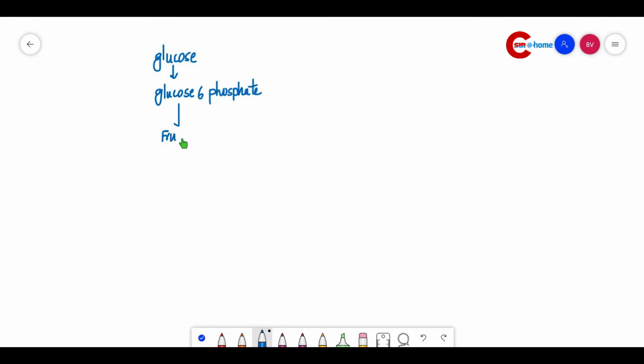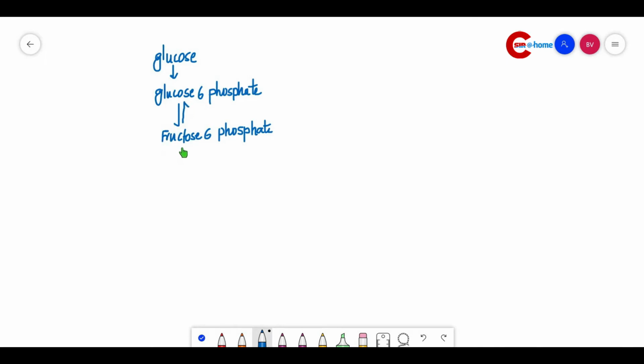Then this glucose 6-phosphate is converted into fructose 6-phosphate. Glucose 6-phosphate and fructose 6-phosphate are isomers, and this step is a reversible step. That means fructose 6-phosphate can convert back into glucose 6-phosphate.